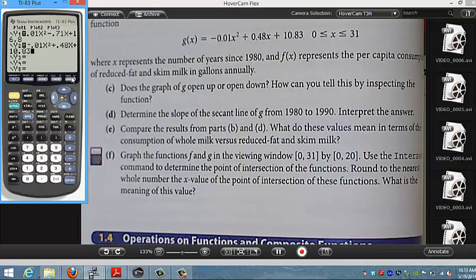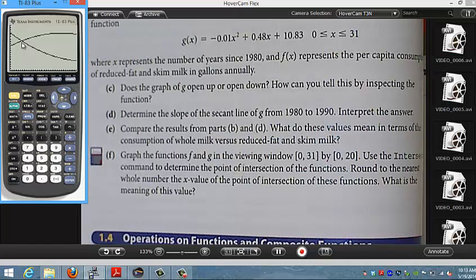Okay, let me graph those. All right, and now it says, use the intersection command to determine the point of intersection of the functions. I could see the point of intersection of the functions. By the way, then it says, round to the nearest whole number the x value of the point of intersection of these functions. What is the meaning of this value?